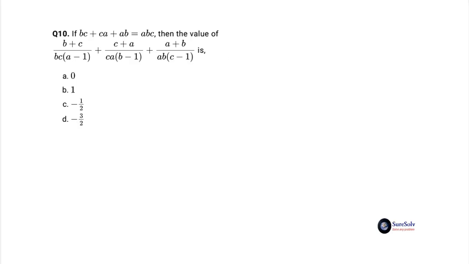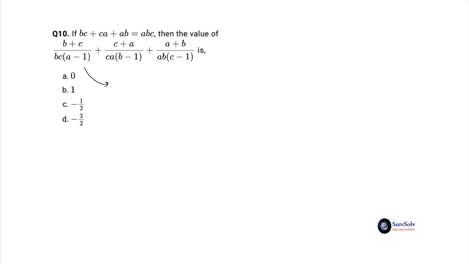Question 10 is, if BC plus CA plus AB equal to ABC, then the value of B plus C divided by BC multiplied by A minus 1 plus C plus A divided by CA multiplied by B minus 1 plus A plus B divided by AB multiplied by C minus 1 is option A 0, option B 1, option C minus half and option D minus 3 by 2. ABC appears in the given expression. But can you find it in the target expression? It is there all right, lightly hidden away in the denominator of each fraction term.